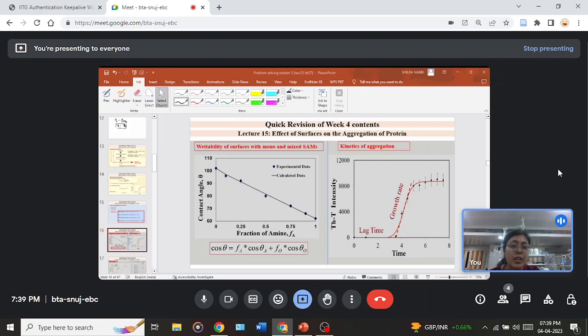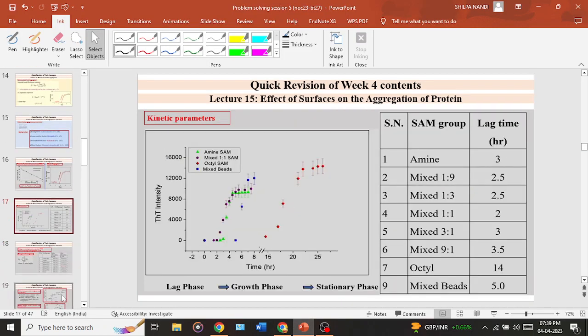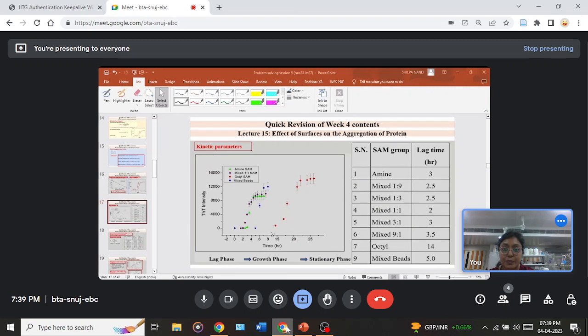Similarly, we already studied the kinetics of aggregation, that is the lag time. Then there is the growth rate, which can be taken from the growth phase or the exponential phase, as you can see. And lastly it's the stationary phase. Next we'll move on. This is a real-time graph of ThT intensity versus time.